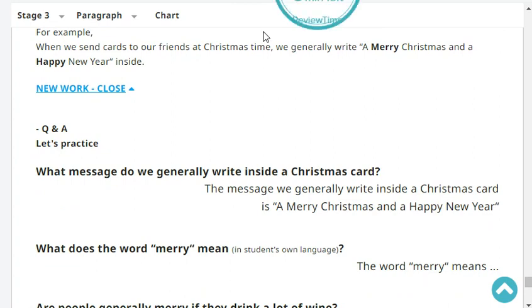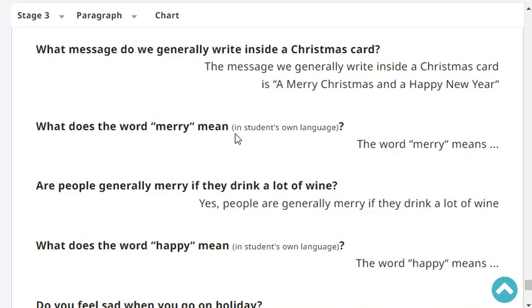What message do we generally write inside a Christmas card? The message we generally write inside a Christmas card is Merry Christmas and a Happy New Year. Very good. What does the word merry mean in Japanese? The word merry means tanoshii, 楽しい, in Japanese.